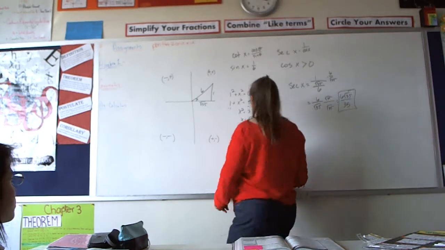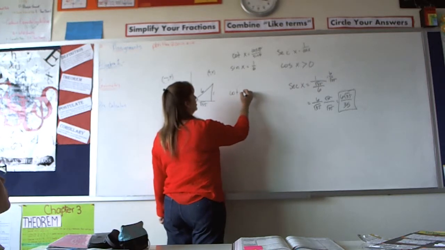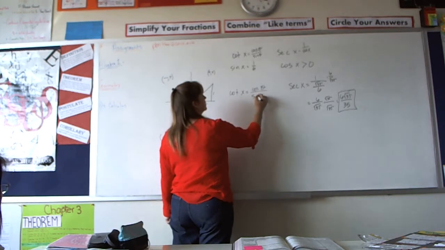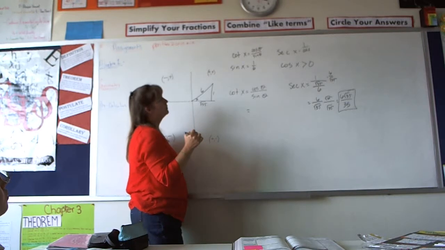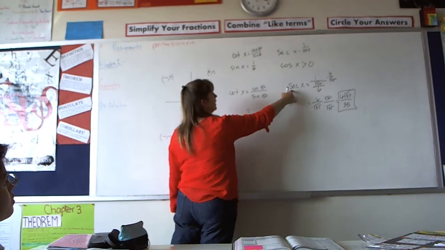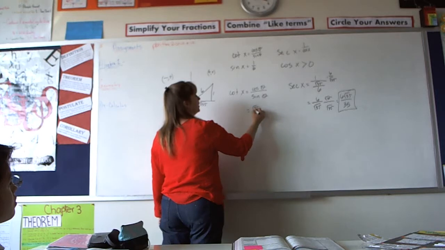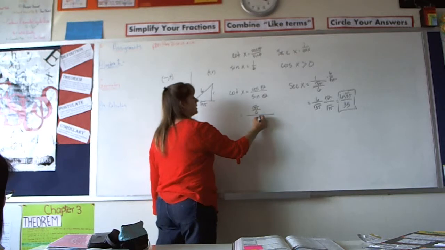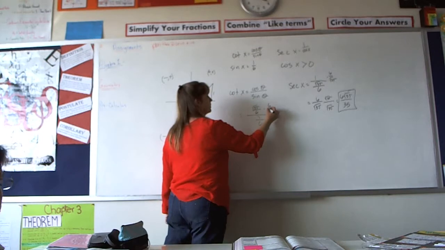Let me erase this. What should I put in for the cotangent of x? What's the cosine again? Square root of 35 over 6. We came out with secant being 6 square root of 35 over 35. I mean, flip it over. Yes. Square root of 35 over 6. What's the sine? 1 over 6. So the 6s will cancel each other out, so you'll just have square root of 35.